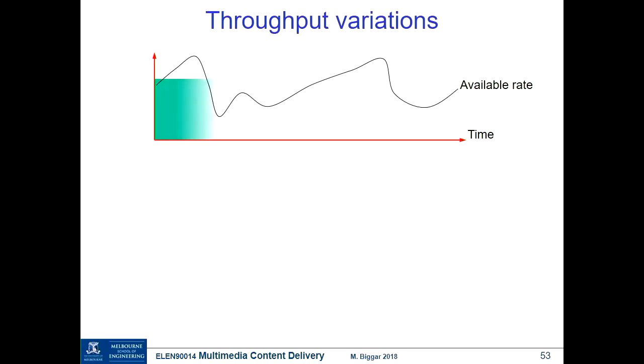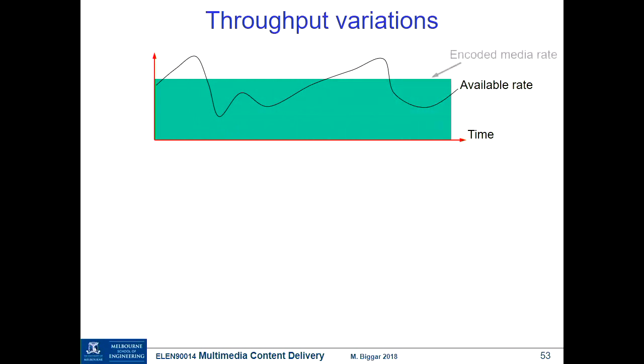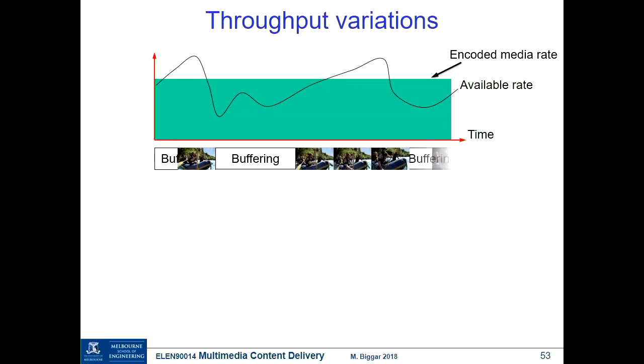If we have conventional single bitrate high quality streaming, where the encoded media rate is shown by the green block, but the available rate varies because of network congestion, then there is no alternative but to pause every now and again while we wait. So we put up this buffering message when our buffer is empty, and we have to wait to accumulate enough bits that we can start playing again.